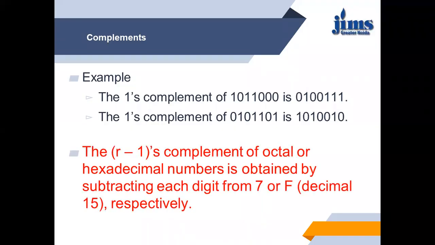Similarly, the r minus 1's complement of an octal or hexadecimal number is obtained by subtracting each digit. In the case of an octal number, we'll subtract each digit from 7, and in the case of a hexadecimal number, we'll subtract each digit from F. Because the base is 16, r minus 1 is 15, and 15 is represented by F. So we'll subtract each digit from 15, and the resultant number will be the 15's complement, or in the case of an octal number, it will be the 7's complement.